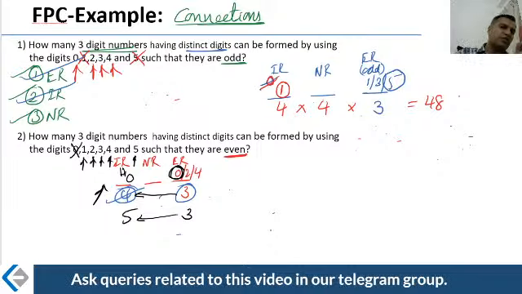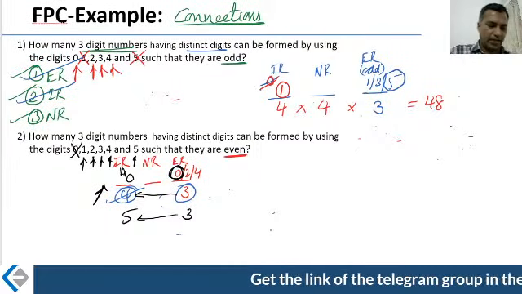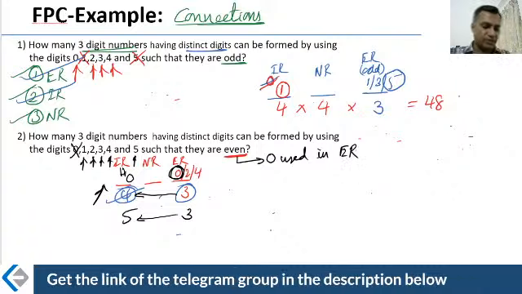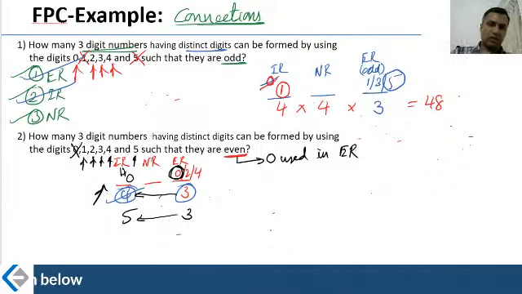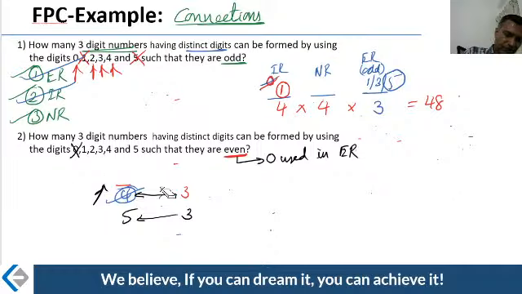Now therefore you make 2 cases. Remember, whenever 0 can be used in the explicit restriction place, we make 2 cases. Let me illustrate this.